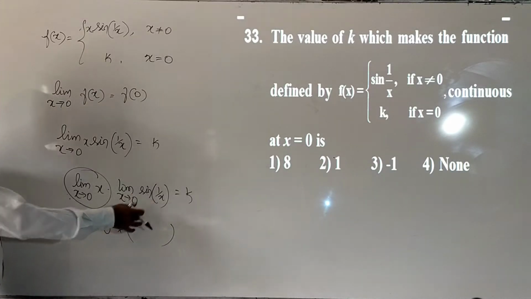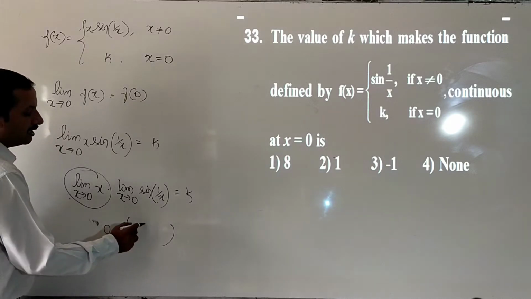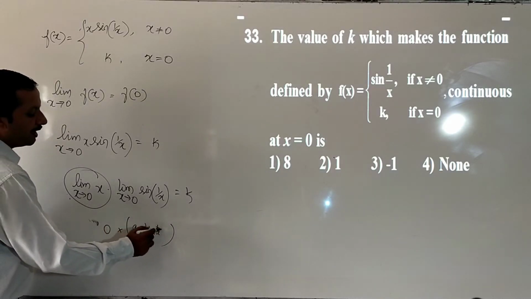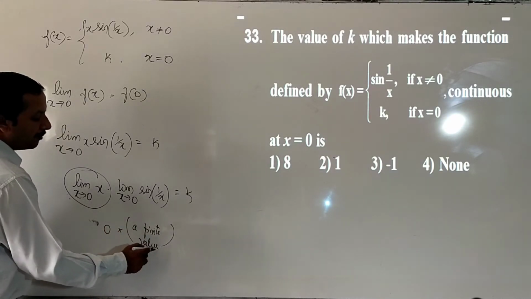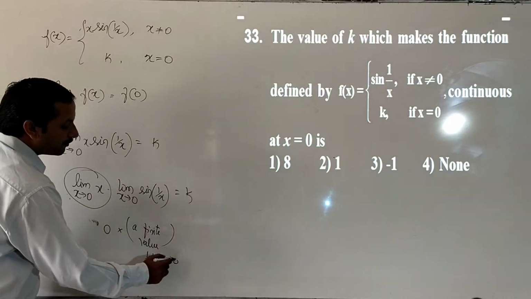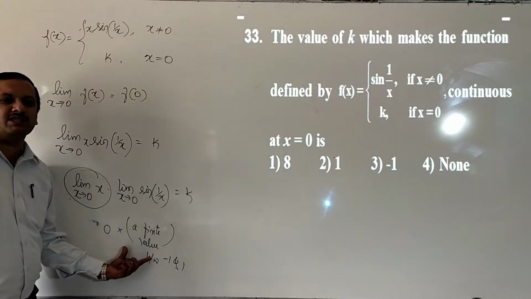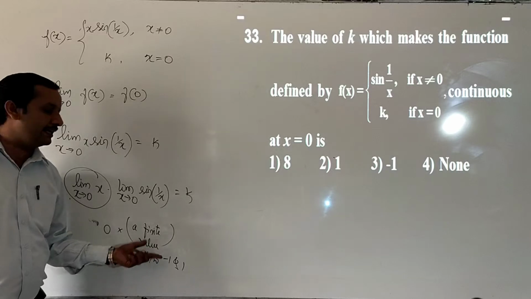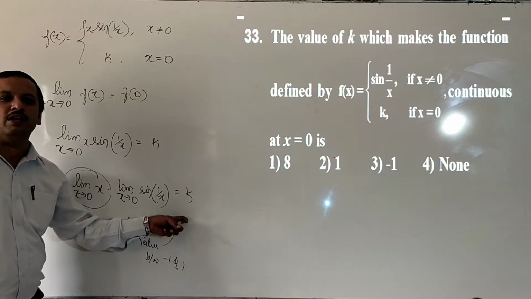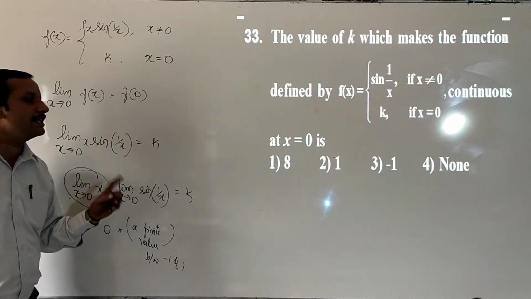Into this value limit x tends to 0 sine 1 by x, a finite quantity, a finite value between minus 1 and 1. 0 into that quantity will be equal to 0. Then the value of k would be equal to 0.